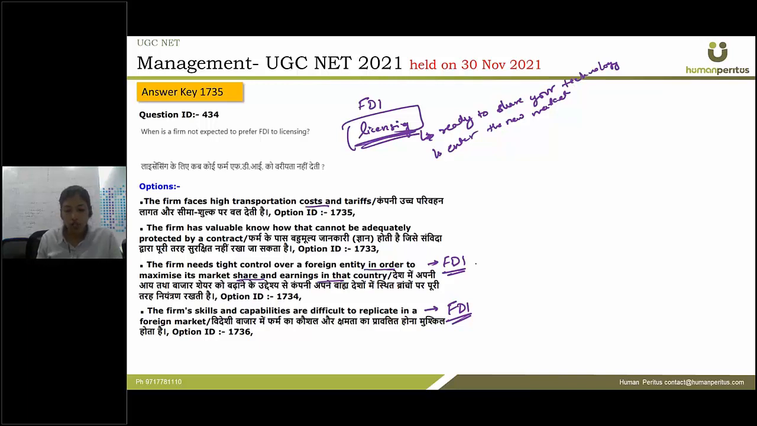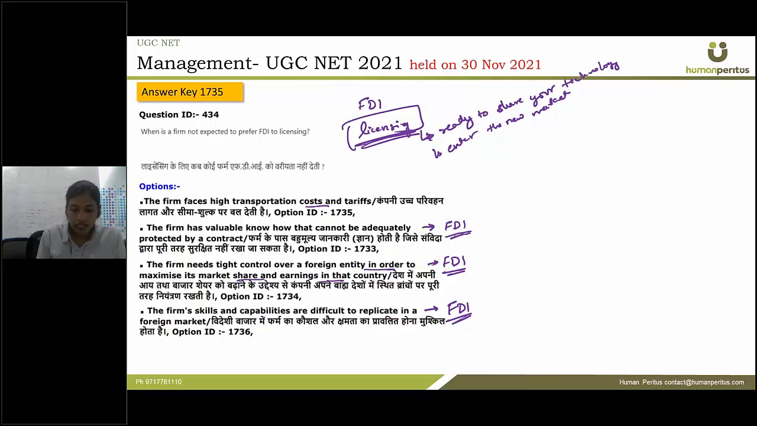The firm has a valuable know-how that cannot be adequately protected by a contract. So if you think that your particular technology or know-how cannot be protected by a contract and you need to take control of that, you go for FDI, because in licensing other people can copy you. So to prevent that, you go for FDI where no one else will know about your technology.